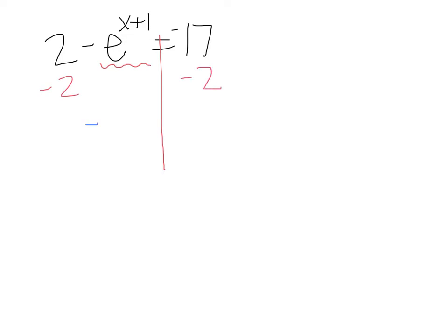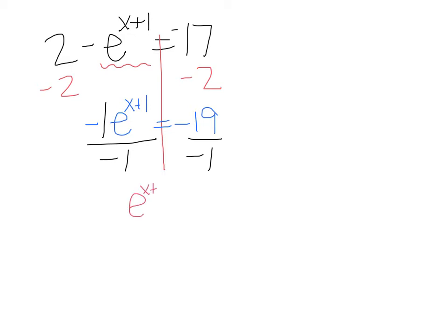Now we have negative e to the x plus 1 equals negative 19. We're almost ready to convert, except for the fact that I see that negative there. We need to get rid of that. And we know that this is negative 1 times e to the x plus 1. So I'm going to divide both sides by negative 1. So what we end up with is e to the x plus 1 equals 19.